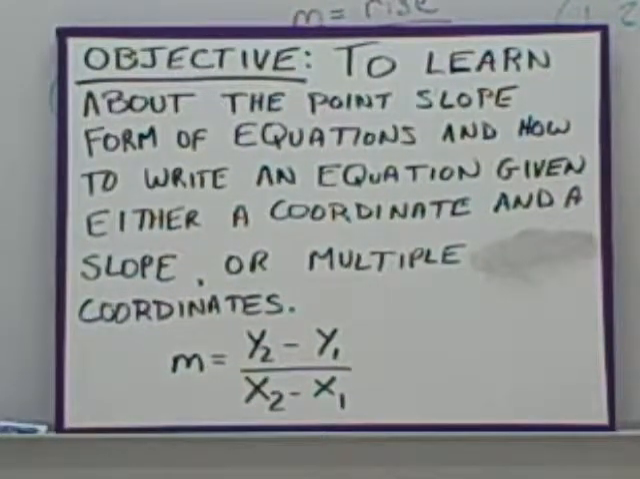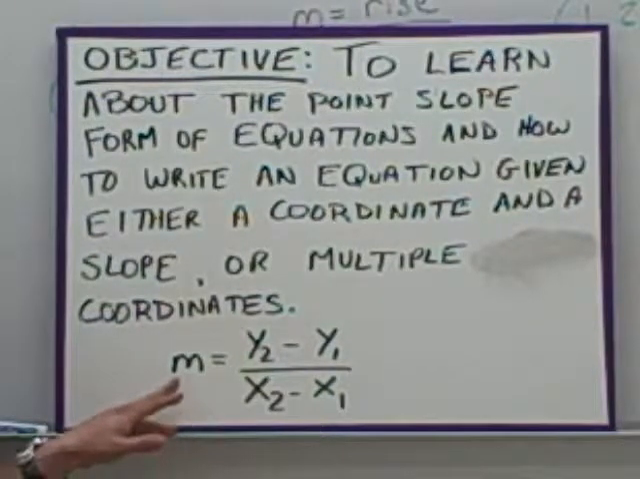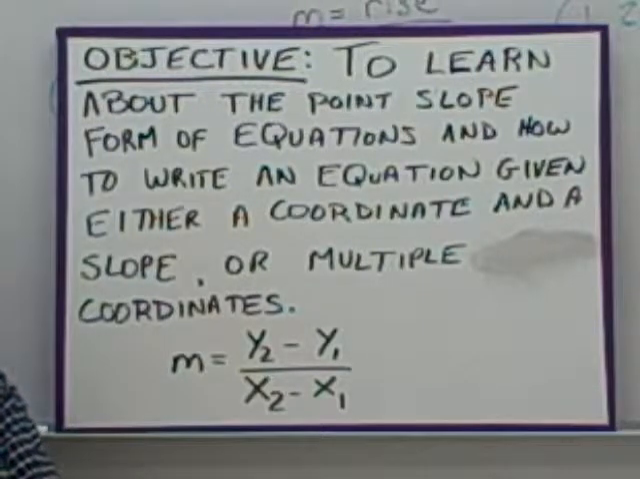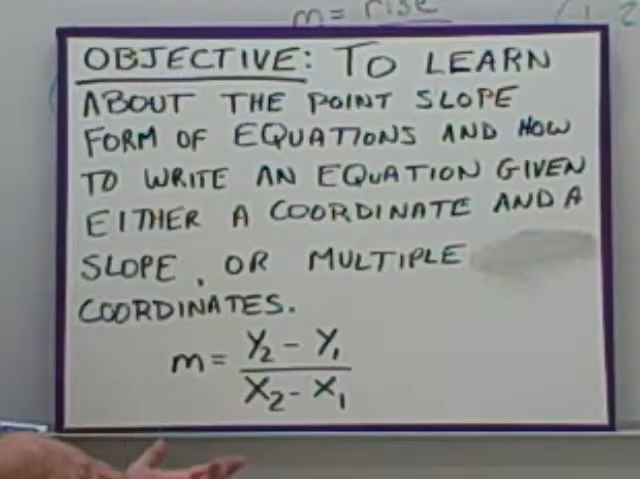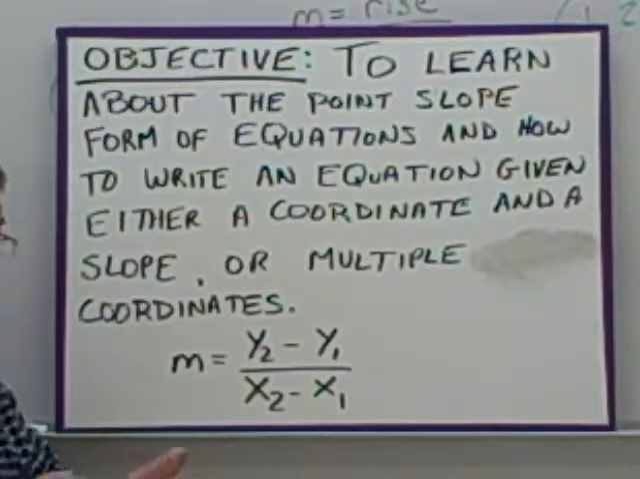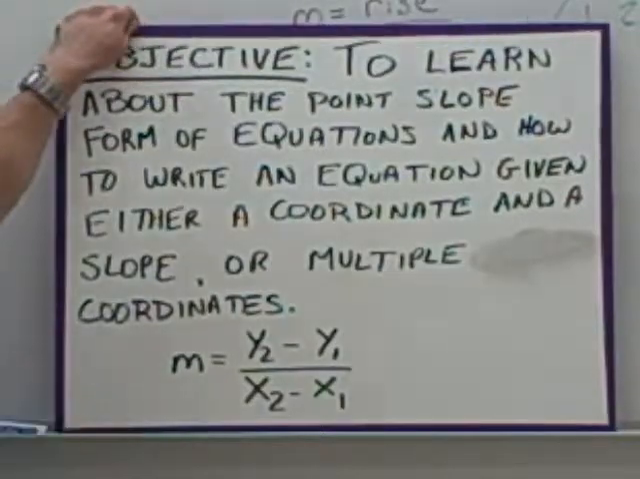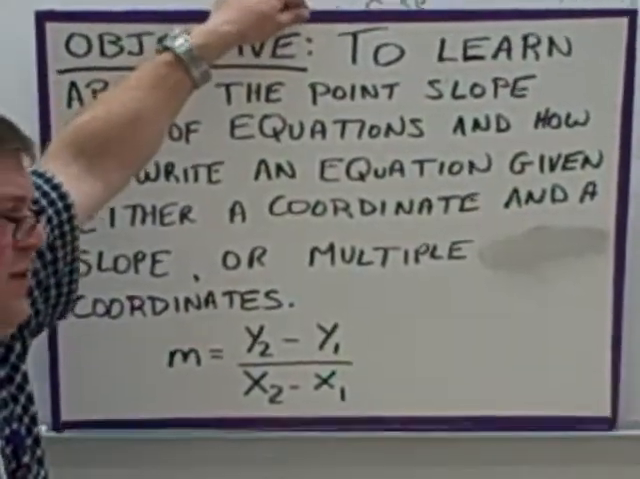The objective of this video is to learn about the point-slope form of equations and how to write an equation given either a coordinate and a slope or multiple coordinates. You may remember the equation we learned for slope was m, which stands for slope, equals y2 minus y1 over x2 minus x1. And remember, when we're working with equations, we generally had y on one side and x on the other side of the equation. This doesn't have that. So we really can't use that for our equations, but we can use it as a starting point.